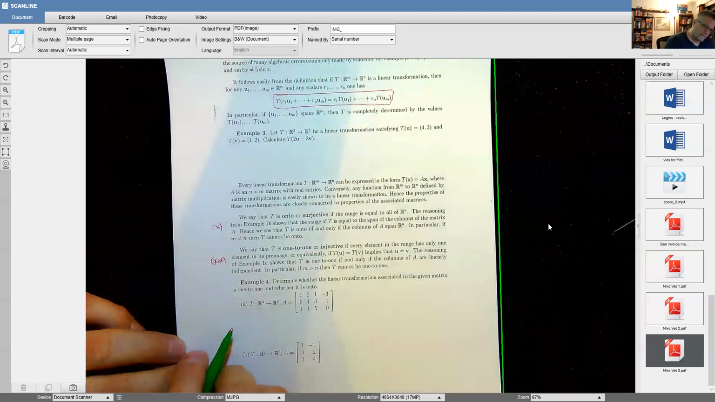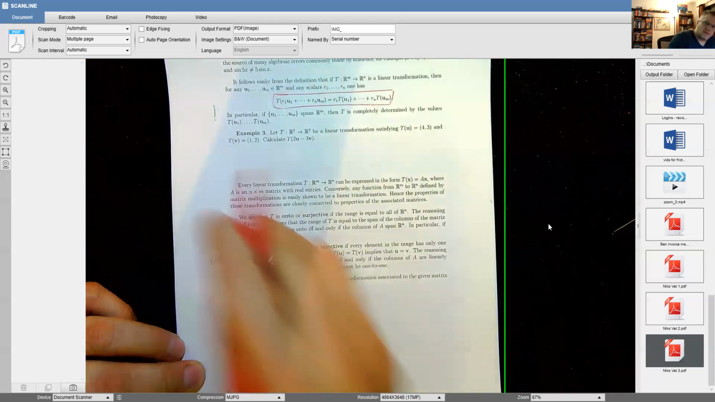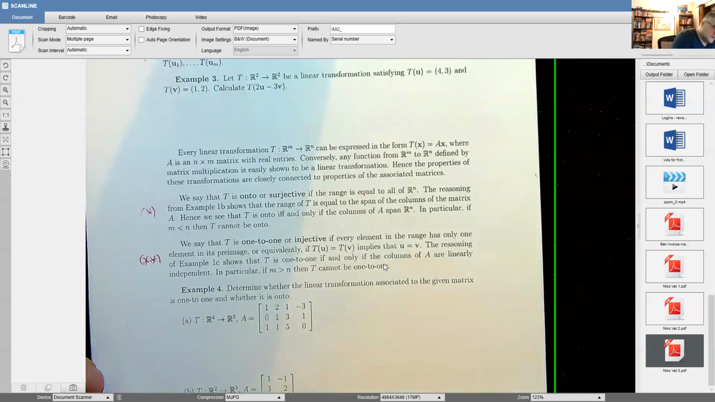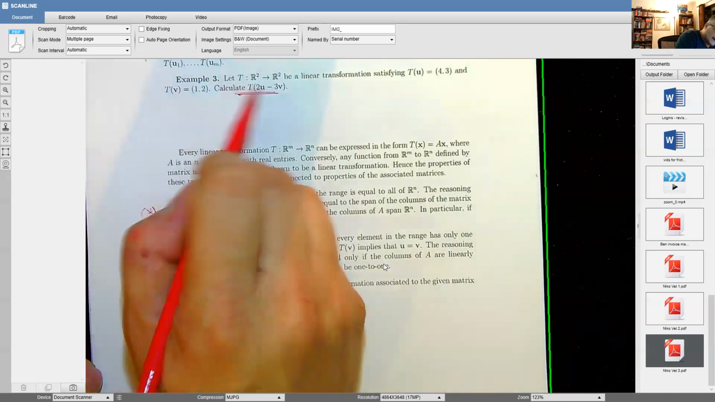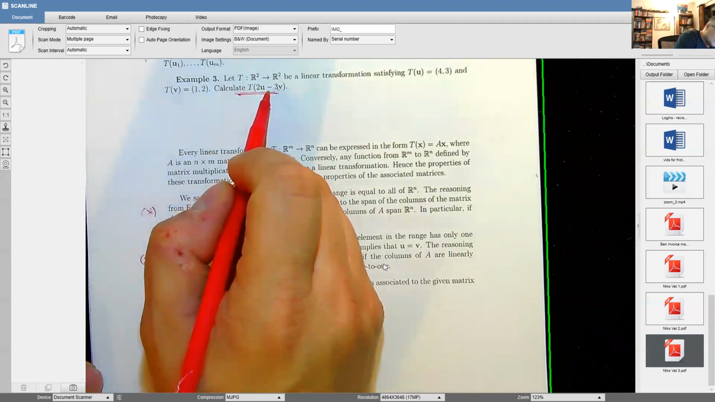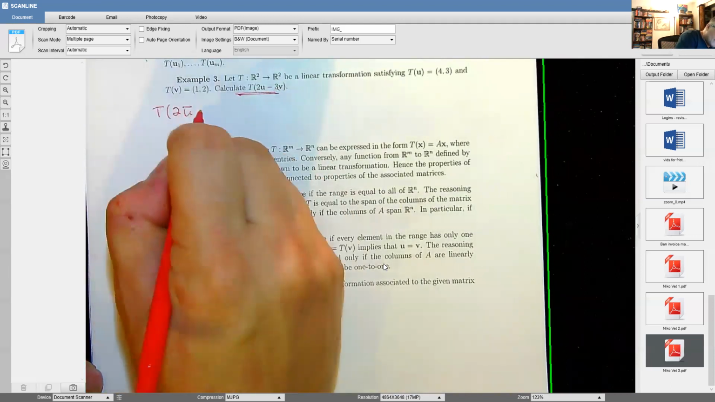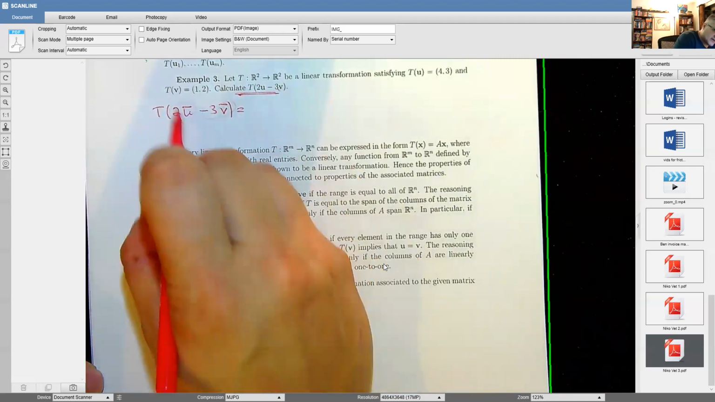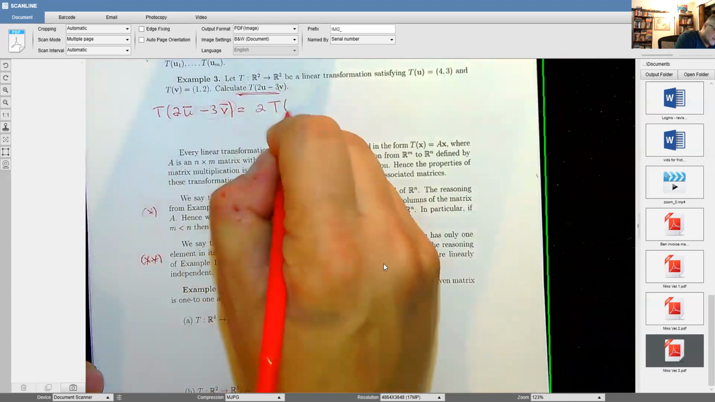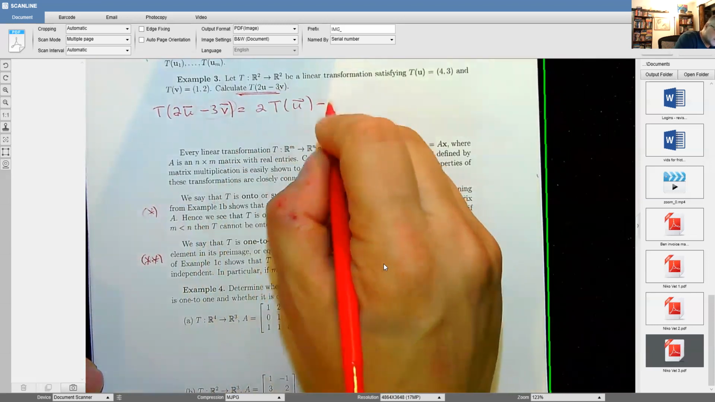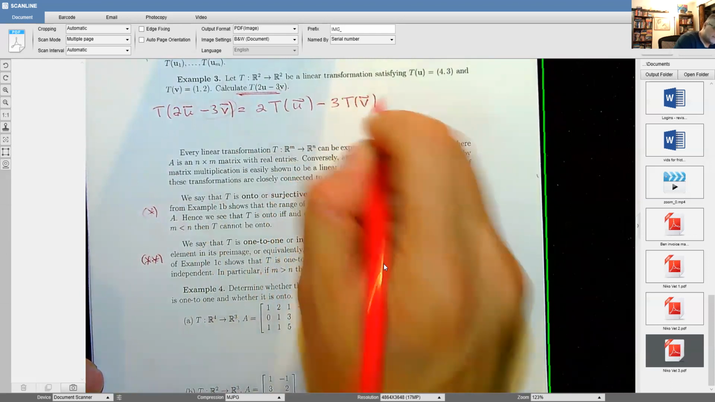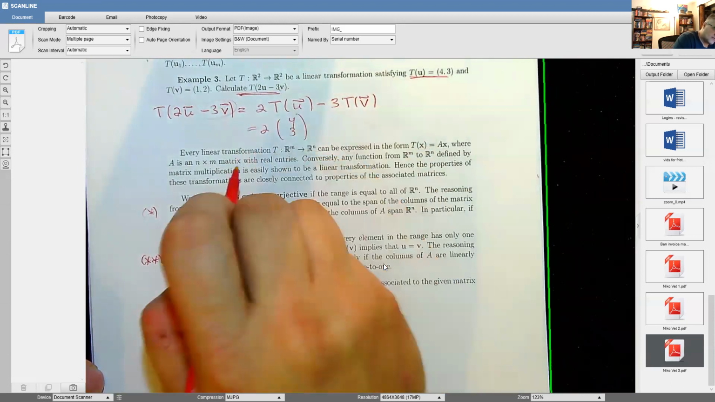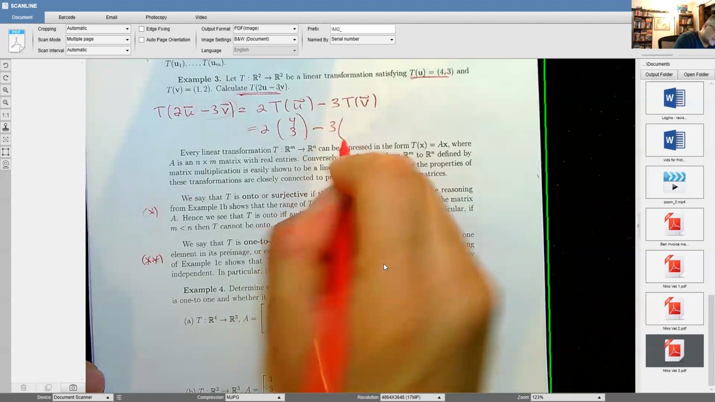All right, so let's look at this example. So I want to compute that using the property we just said held. Well, we know that I can break up the sum of those guys and I could yank out the scalars, right? So by that property, this is just 2 times T of u minus 3 times T of v. But I already know what T of u is, right? I'm going to write this in column form. T of u is 4, 3, and T of v is 1, 2.